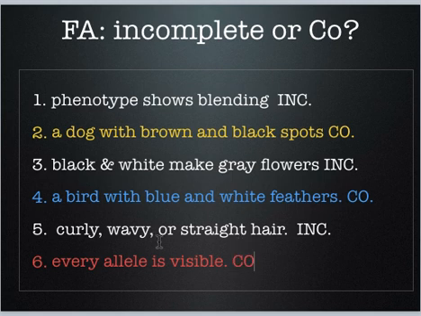So for the standard class, this is really easy, short and sweet today. Anything that shows a blending, blue flower mates with a red flower and all the babies have purple flowers. Blending is going to be incomplete dominance. If you see 2 different phenotypes at the exact same time, that's going to be codominance.